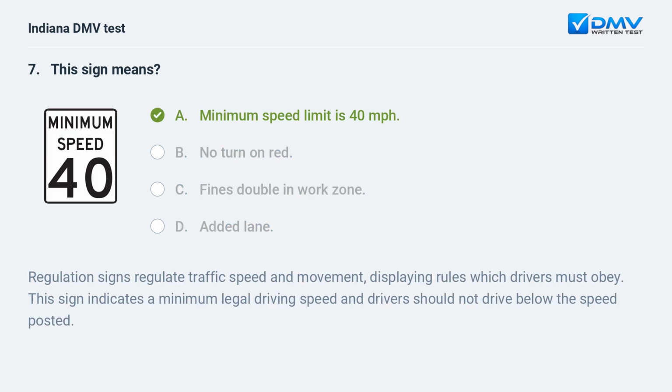A. Minimum speed limit is 40 miles per hour. Regulation signs regulate traffic speed and movement, displaying rules which drivers must obey. This sign indicates a minimum legal driving speed and drivers should not drive below the speed posted.